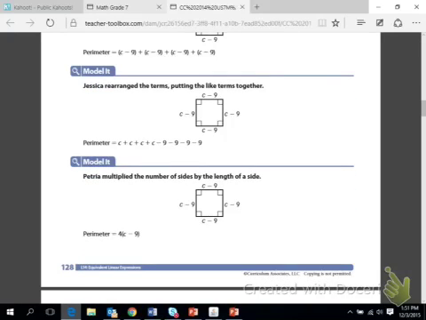Now looking at Petria, she multiplied the number of sides by the length of a side, giving perimeter is equal to 4 times C minus 9. That is the second way that we came up with for calculating the perimeter based on making sense of the problem ourselves. So we have established that all 3 answers are expressions that are equivalent to finding the perimeter of this square.